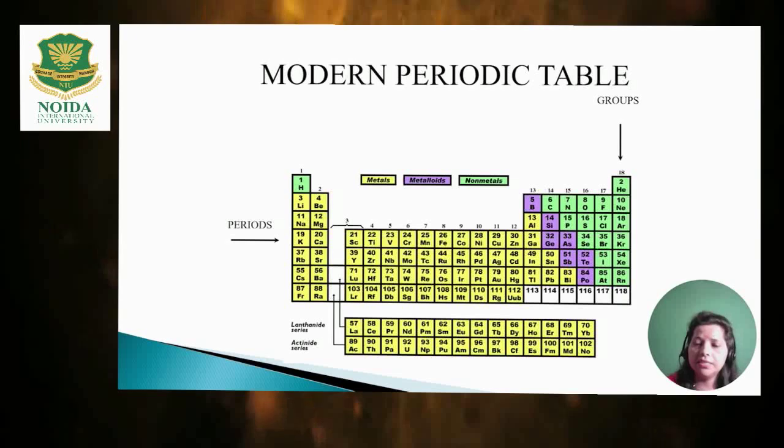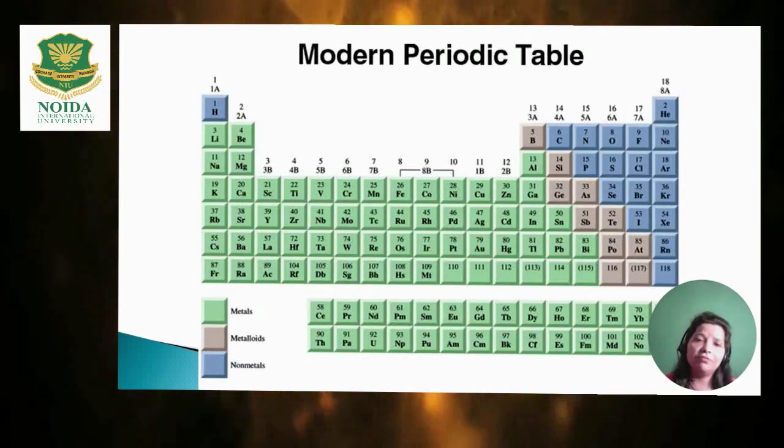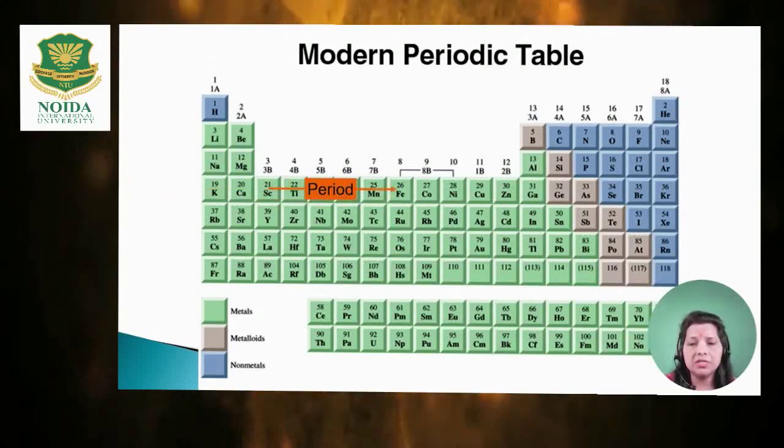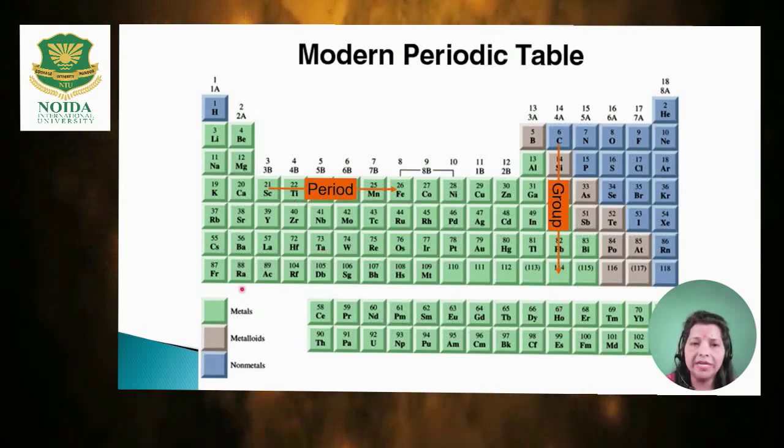Now again, this is the modern periodic table. Here is a picture of the modern periodic table. If you are moving across this way, then these are the various periods, right? Now if you are moving top to bottom, then these are the various groups: 1A, 2A, 3A, then 13, 14, 16, 17. All these are the groups.